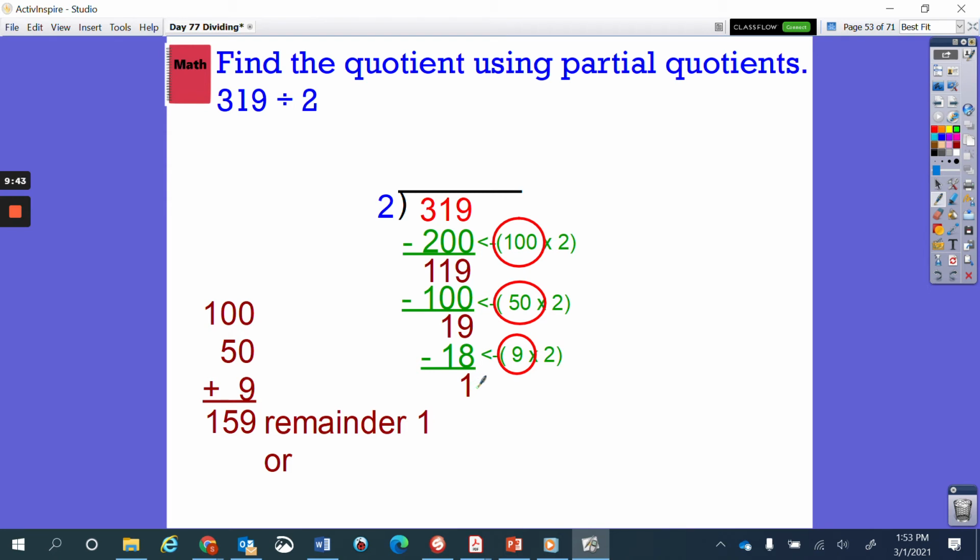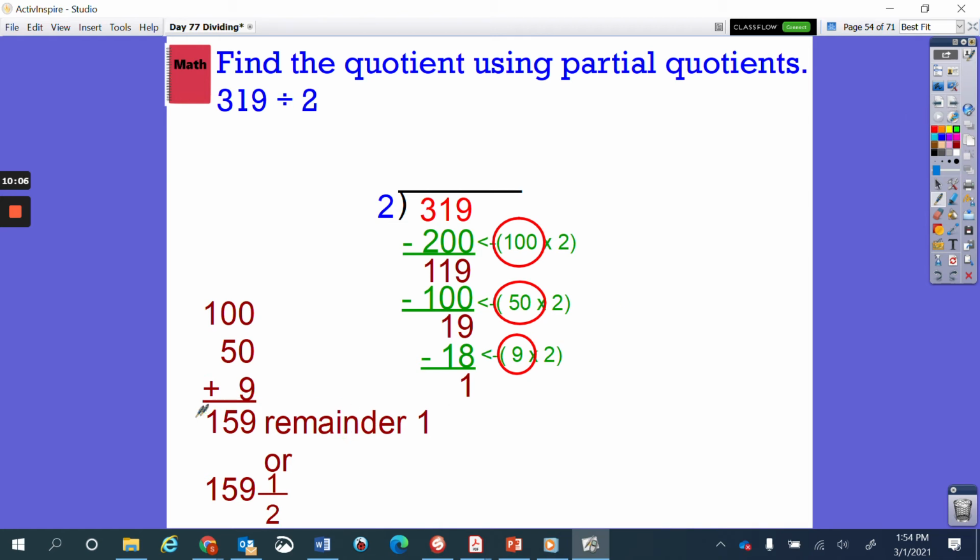But you're in 5th grade. We don't use remainders a whole bunch. So instead of me writing remainder 1, I know that I'm continuing to divide that 1 by 2. And I can show division using fractions. So I can write that remainder 1 as 1/2 instead. 159 1/2 is our correct answer.